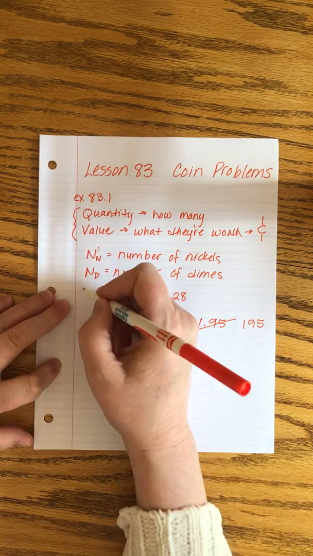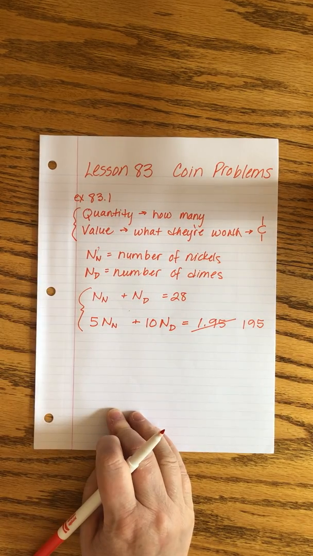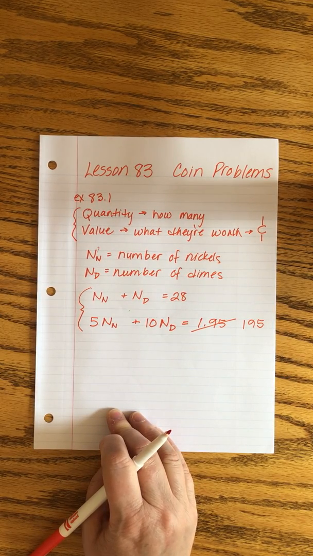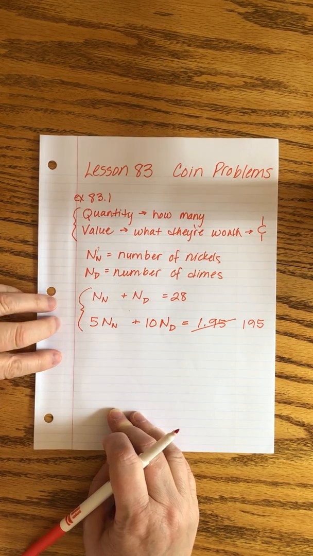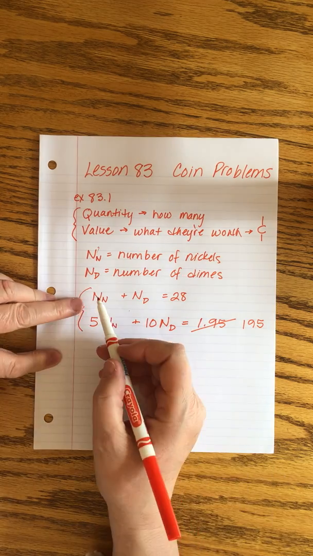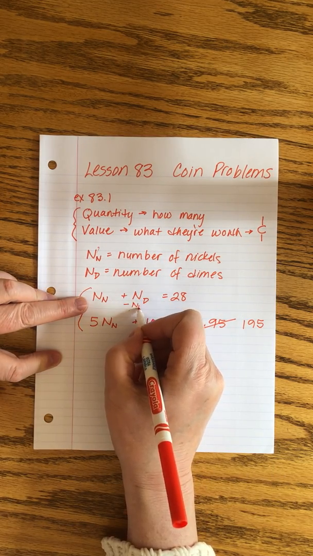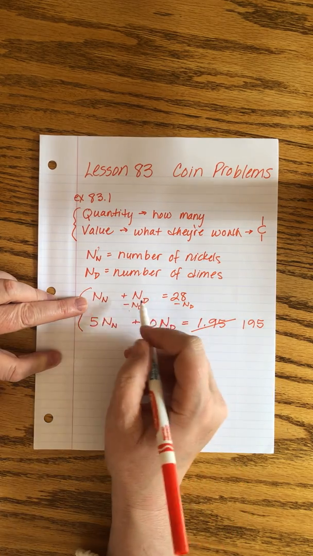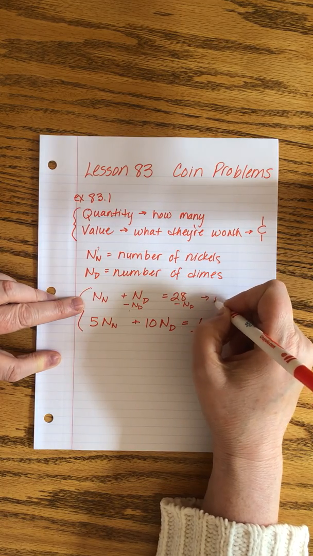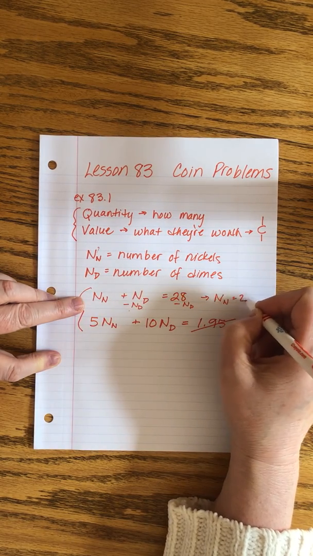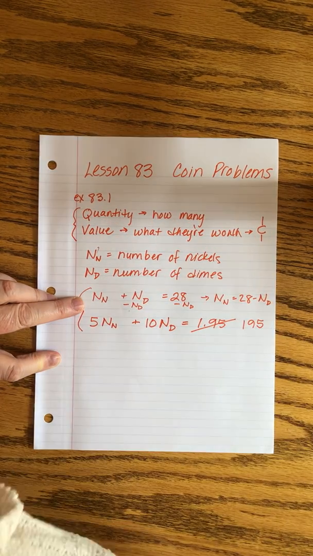All right, now we have our system of equations, and we are ready to rock out the algebra part of this. Now, we have our choice of substitution or elimination. If you were here, I would let you choose. Since I'm here, let's do substitution this time, then we'll do elimination the next time. So what I'm going to do is subtract the number of dimes from both sides. I could have done it the other way, but I'm just making it as simple as possible. So then I will get the number of nickels equals 28 minus the number of dimes.